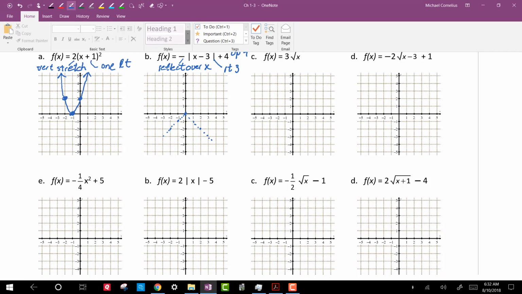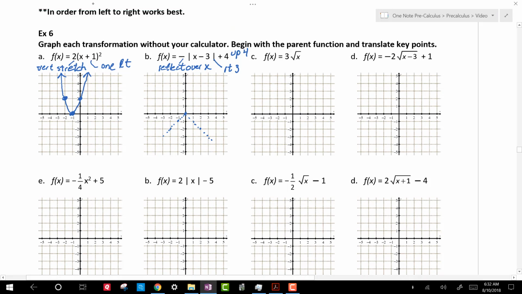So I'm going to shift next. And I can shift both things at the same time. So I need to go right 3 and up 4. So I'm going to start with the vertex. That's my key point. Right 3 and up 1, 2, 3, 4.